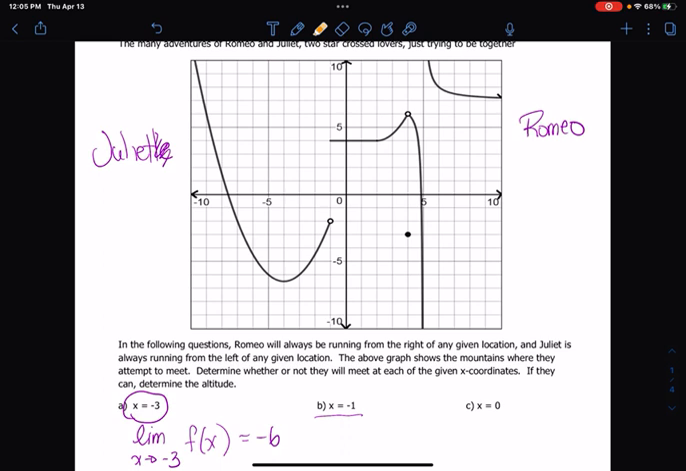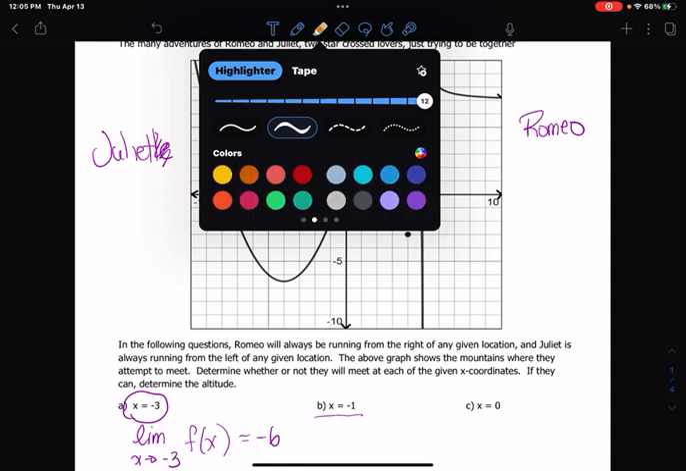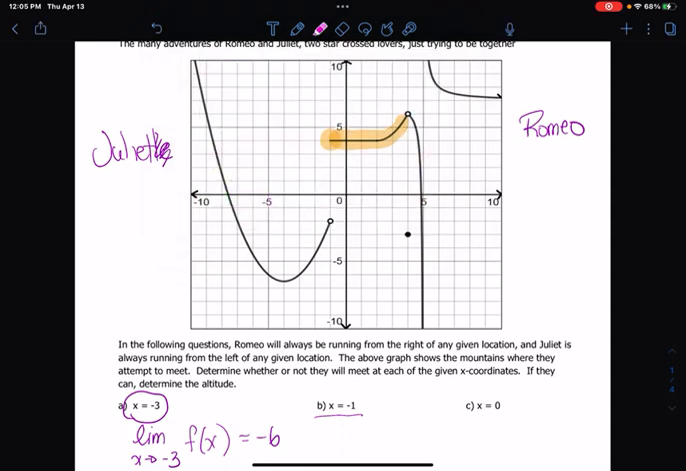When Romeo runs towards -1, Romeo ends up here. And when Juliet runs, did I say the left? I shouldn't say left or right. Romeo's running from the, does that look like left to you? No, that is from the right. Anyway, Juliet is running from the left. And as she runs, she ends up here in this spot.